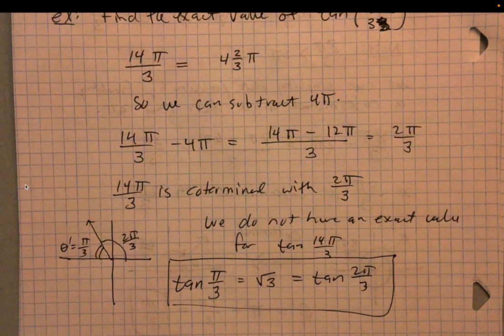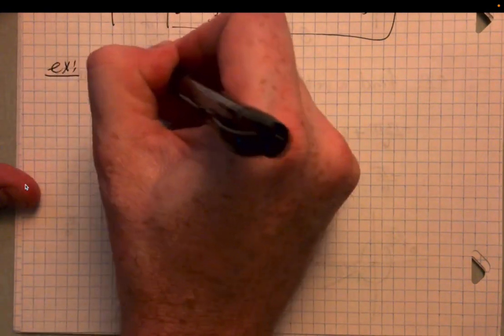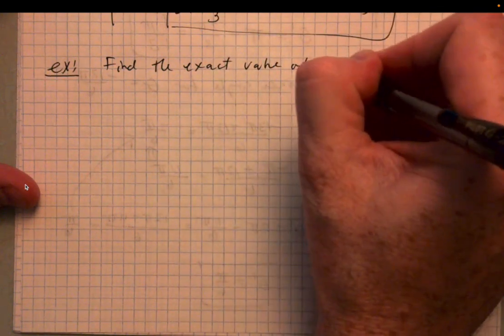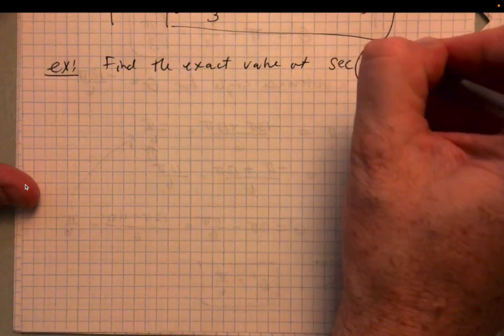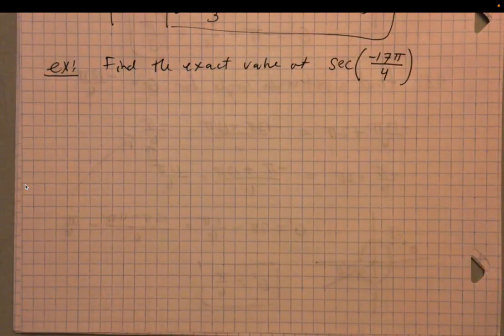Okay, let's do one more example kind of like this. Here's another similar example. Let's find the exact value of secant of negative 17 pi over 4. Okay, and so the secant, we definitely don't have an exact value for negative 17 pi over 4. But let's see if we can reduce this down to something that we do know.